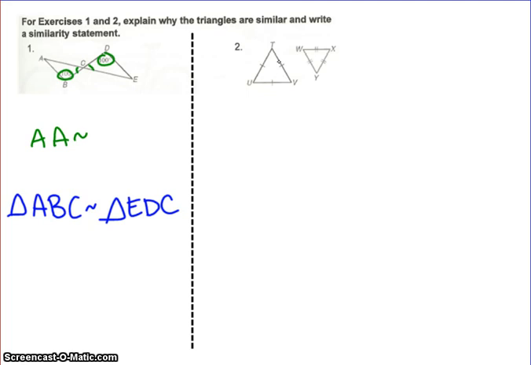Alright, this is an equilateral triangle, which means all the angles have to be 60 degrees. This is an equilateral triangle, which means all of the angles must also be 60 degrees. So the two triangles are similar by the angle-angle similarity. Alright, so our triangle similarity statement here should be that TUV is similar to triangle YXW.